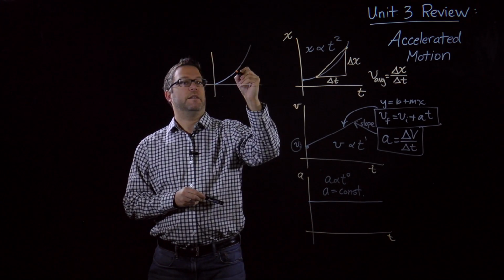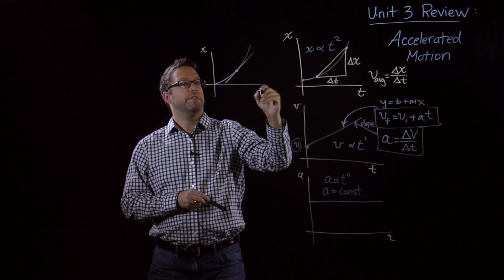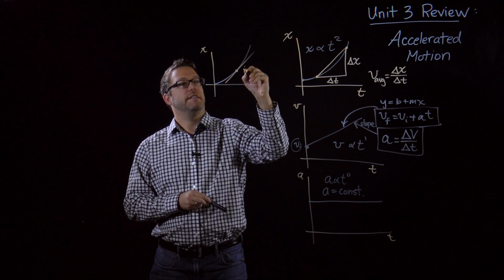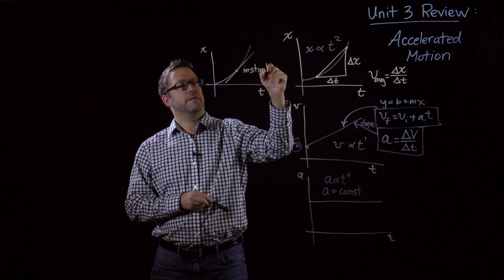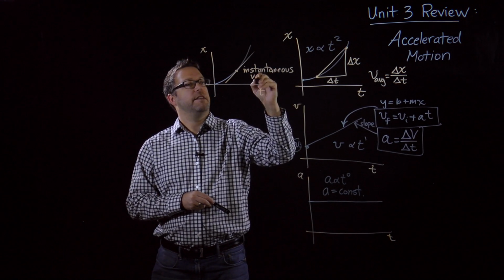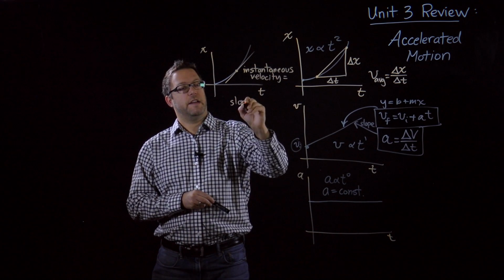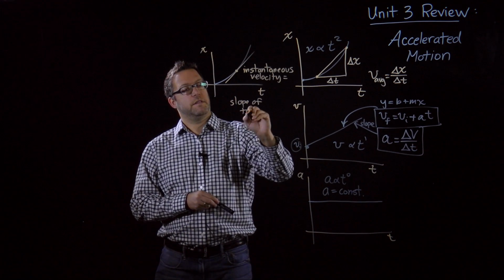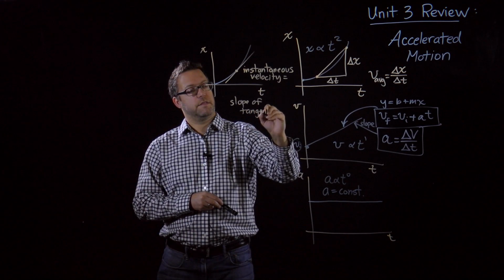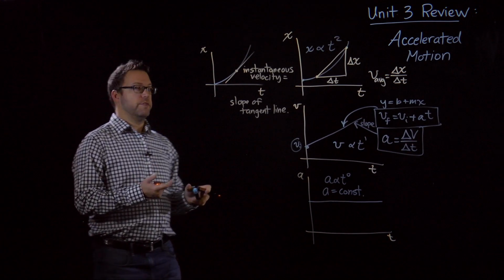However, if we look at the instantaneous velocity, that's the slope at one particular time. And I'll just redraw that graph here. And if I pick a time such as this, so x versus t, the instantaneous velocity is the slope of the tangent line. Okay, so those are important.